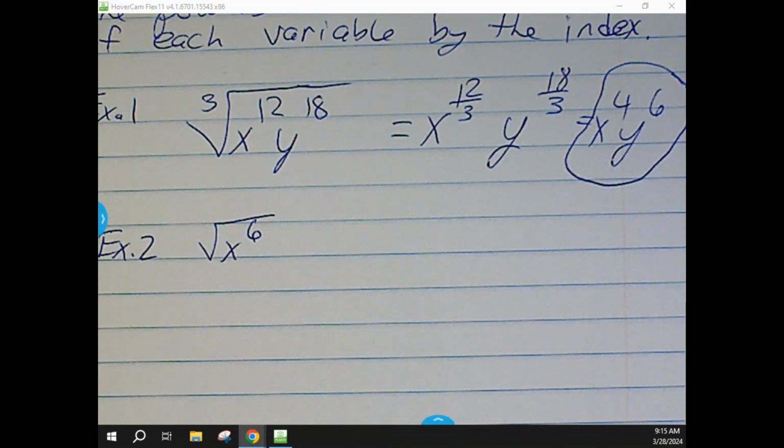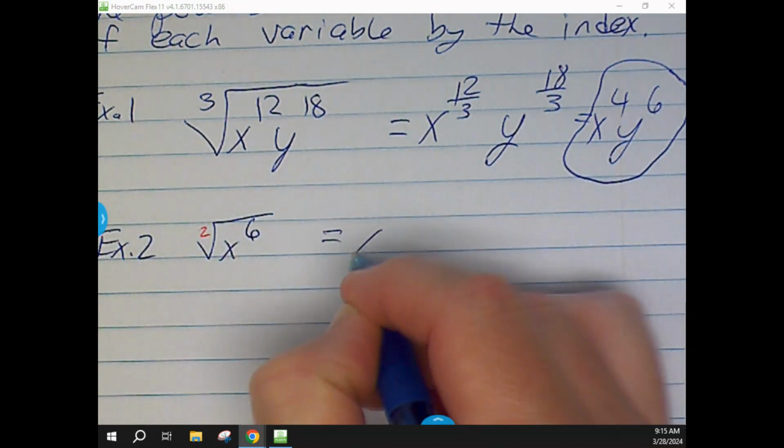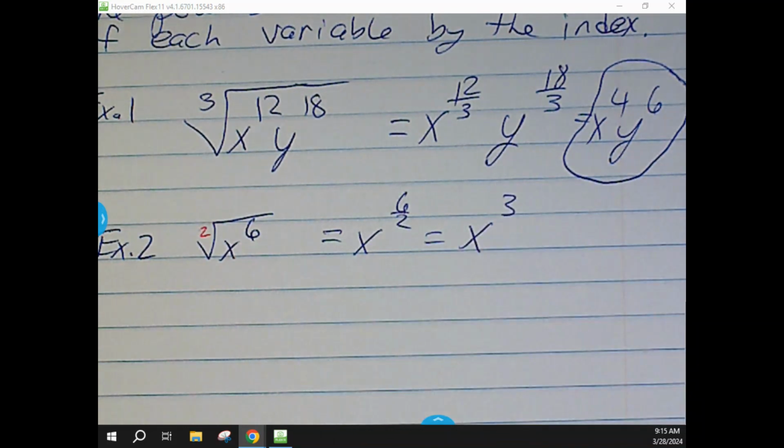All right, square root of x to the 6th. We know the index is 2. So we're going to take 6 and divide it by 2. Easy enough, we get x to the 3rd.